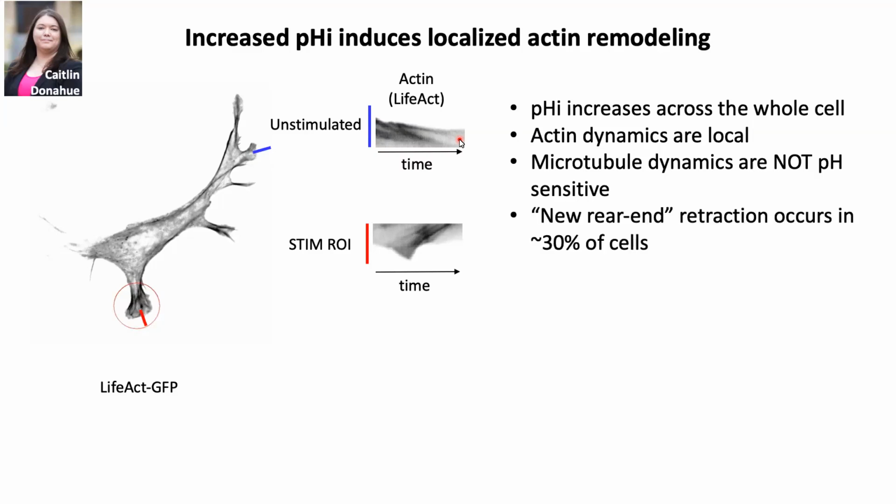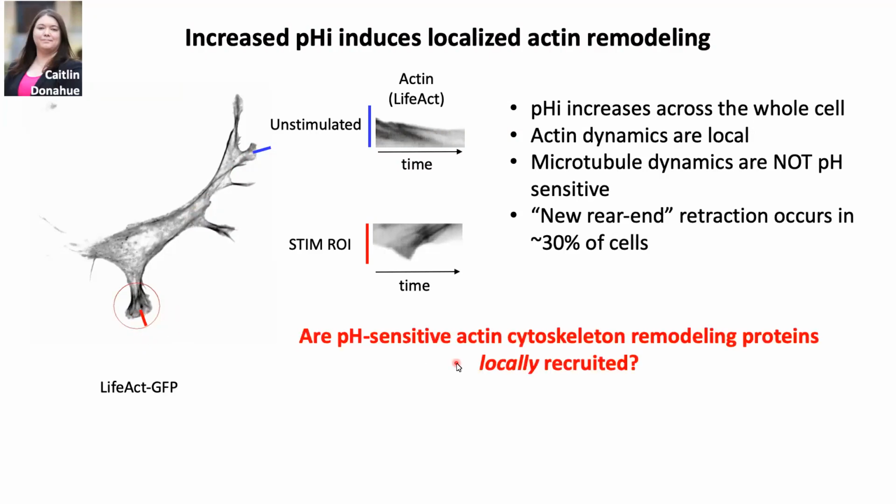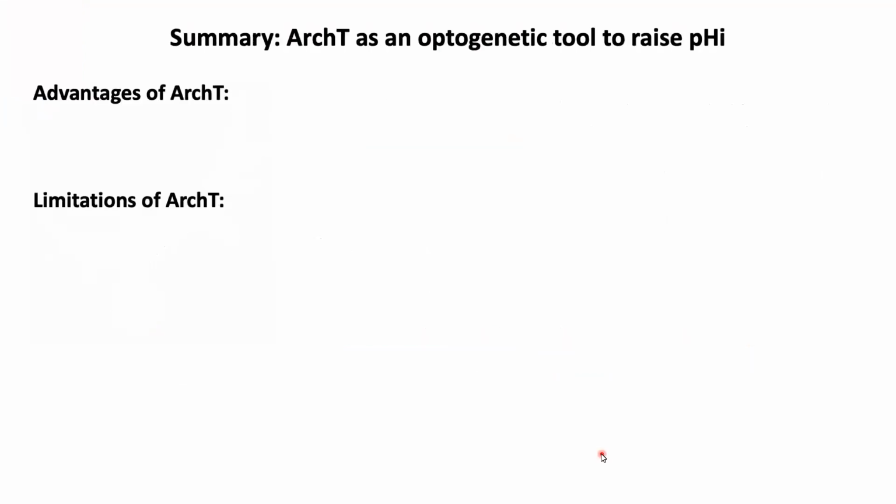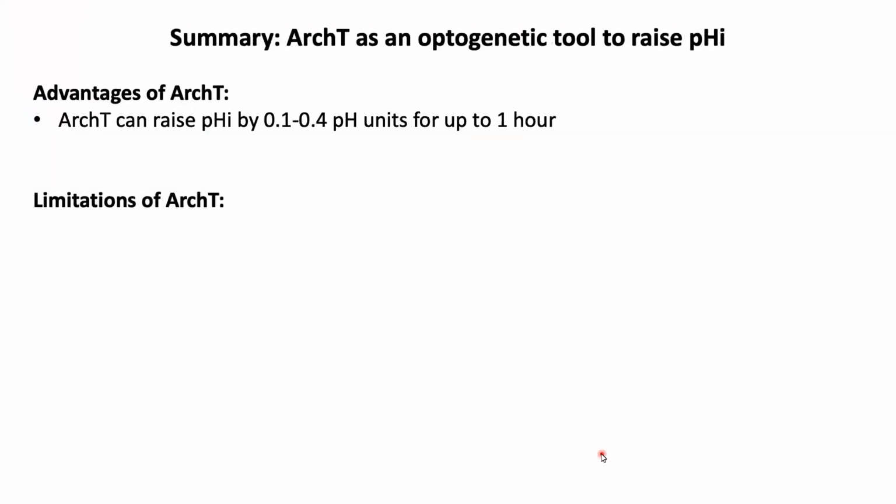And Caitlin's able to see new rear end retraction in about 30% of cells. This means that when she induces a protrusion event in about 30% of cells, she sees eventual retraction of the rear of the cell, indicating a role for pH in changing cell polarization. And so the next question that she's addressing is whether pH-sensitive actin cytoskeleton remodeling proteins are locally recruited with this stimulation.